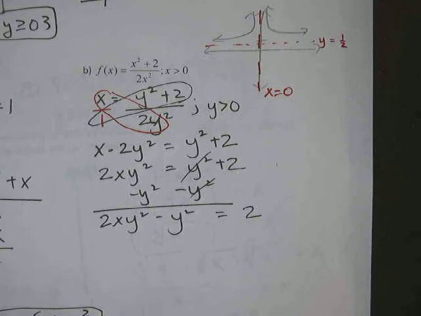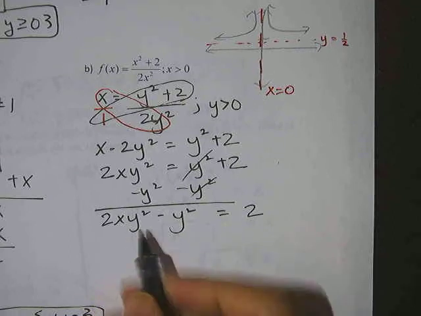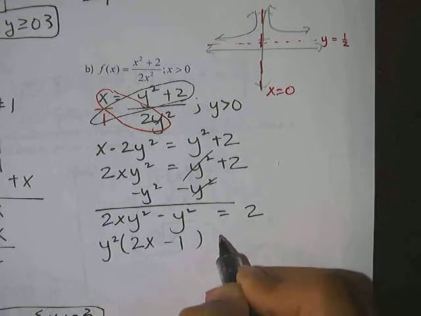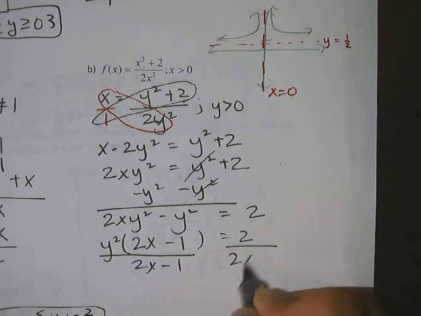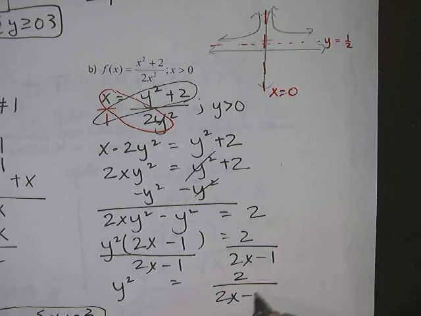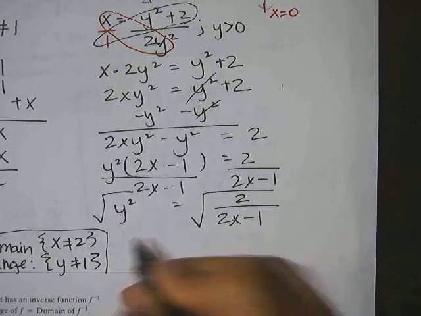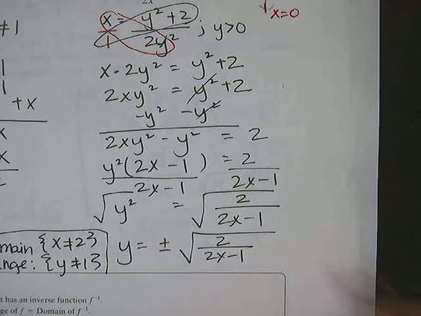Now that it's on one side, what are you going to do? I hope you said factor out the greatest common factor. If you did say that, then you are correct. The greatest common factor is y squared. So we're going to take out y squared. That means you're left with 2x minus 1 equals 2. Then from here, we are solving for y, so we're going to divide. So we have y squared equals 2 over 2x minus 1. I don't want to solve for y squared. I want to solve for y, so I'm going to take the square root. So y equals plus or minus the radical of 2 over 2x minus 1.